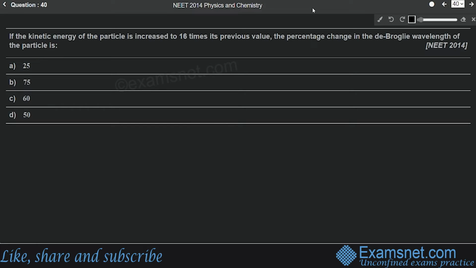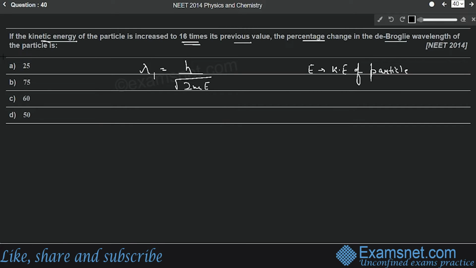Question number 40 is from the chapter Dual Nature of Radiation and Matter, and the question is: if the kinetic energy of the particle is increased to 16 times its previous value, then the percentage change in the de Broglie wavelength of the particle is? So we know that the de Broglie wavelength, lambda, is equal to h by under root 2mE, where E is the kinetic energy of the particle.